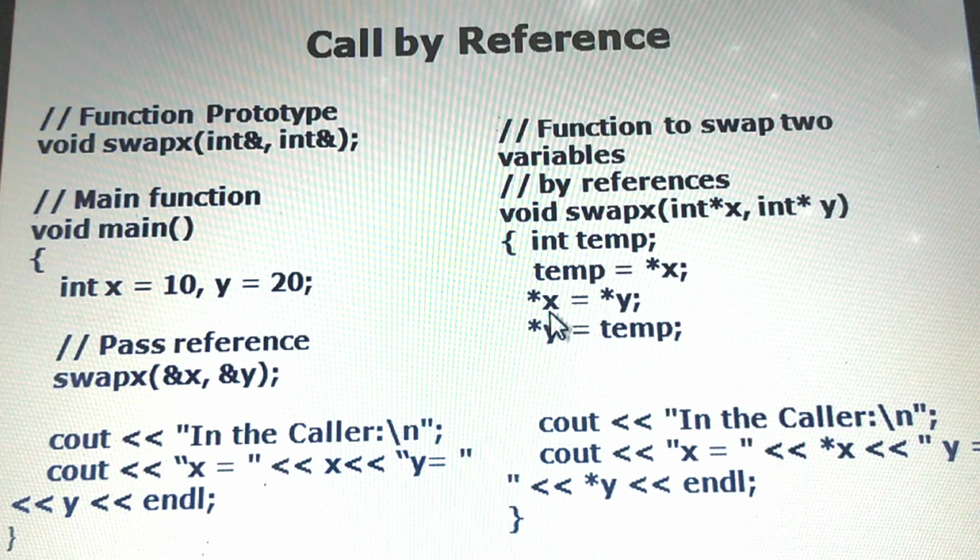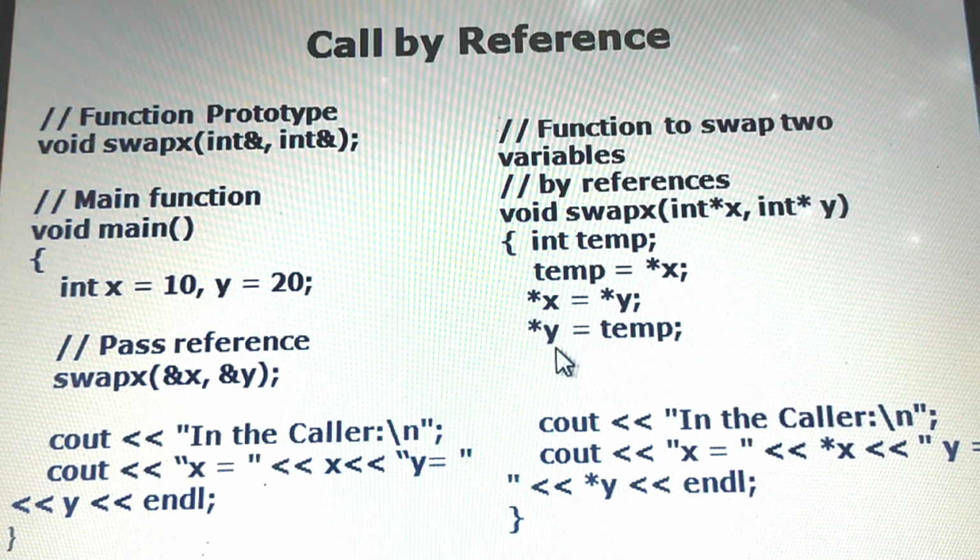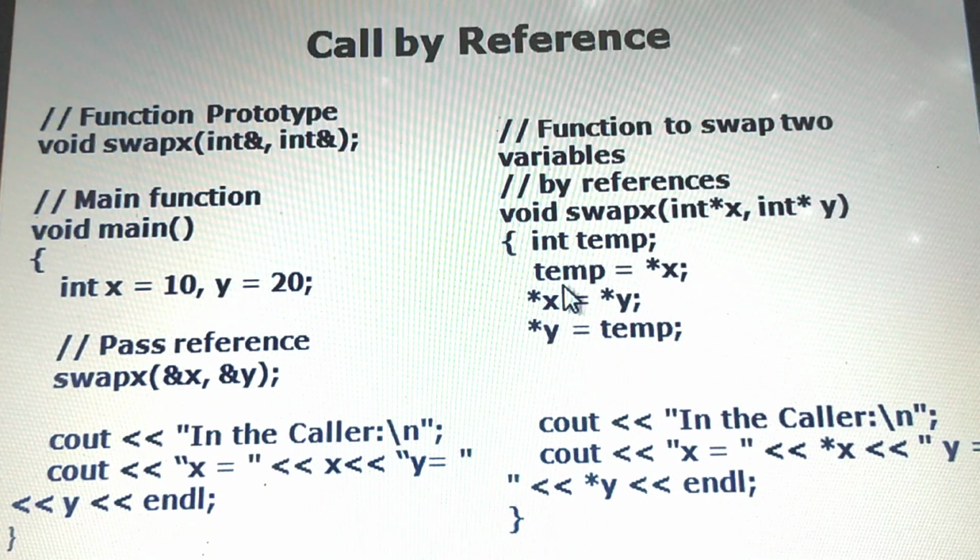Okay. Then *x is equal to *y. *y gives the value stored at the address of y. Now what is the value stored at the address of y? 20. Then *x is equal to 20. Okay. Then *y is equal to temp. Temp is 10. So the value of x becomes 20 and the value of y becomes 10. It is interchange, swapping. Okay.